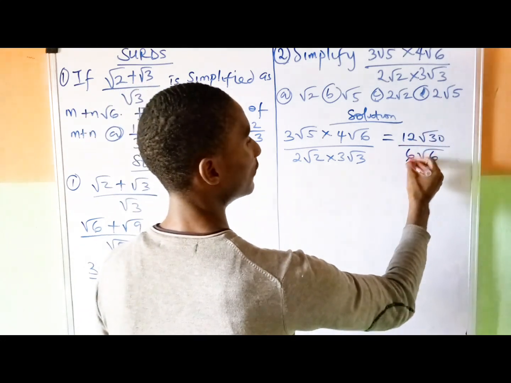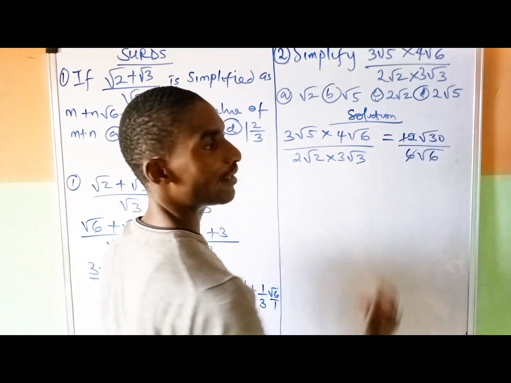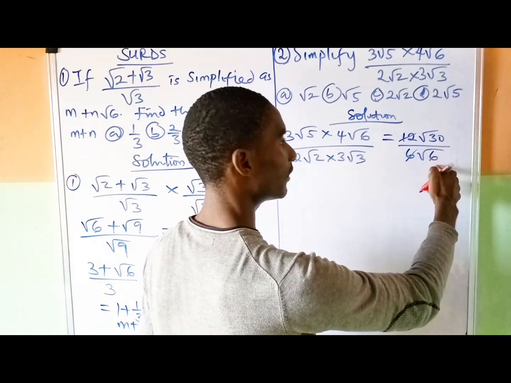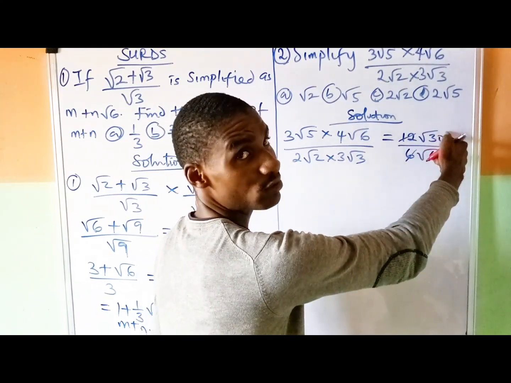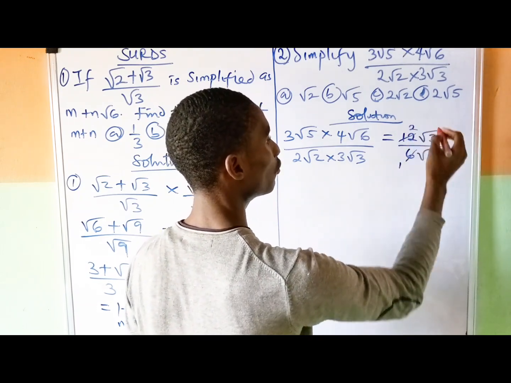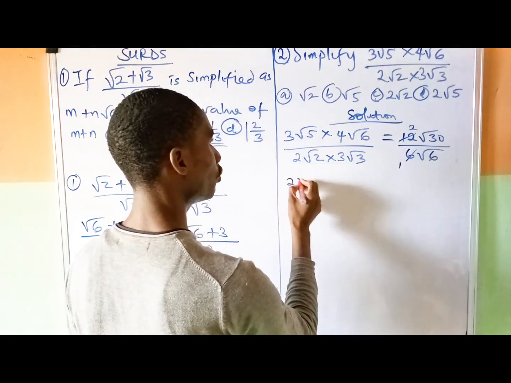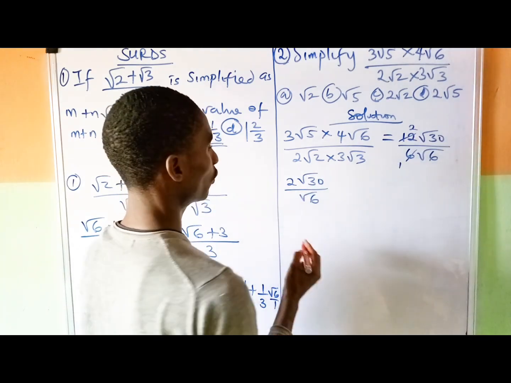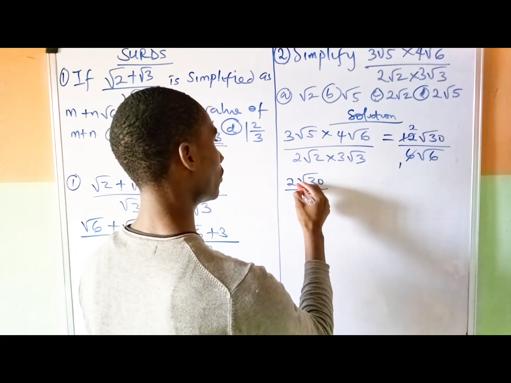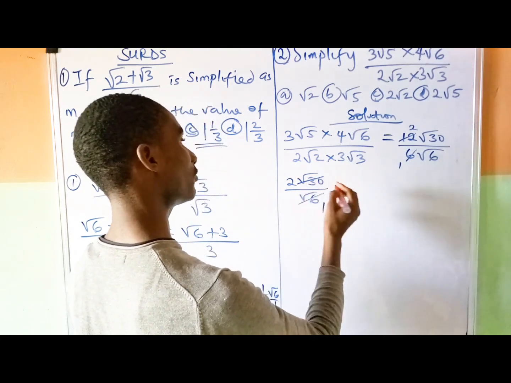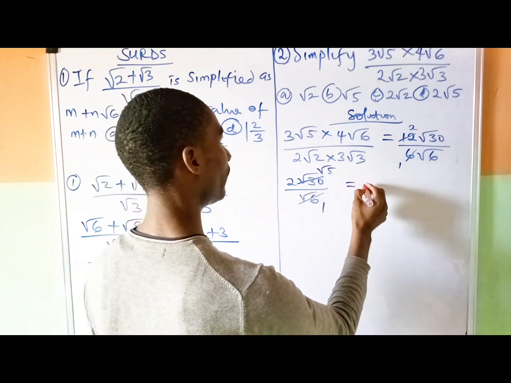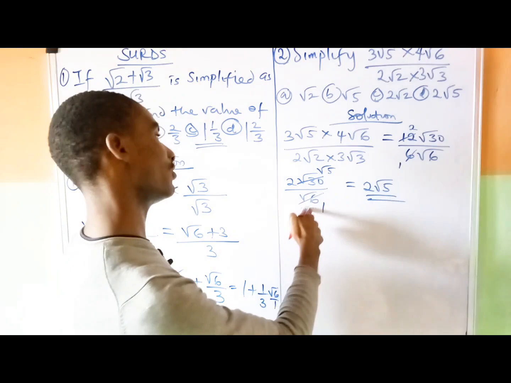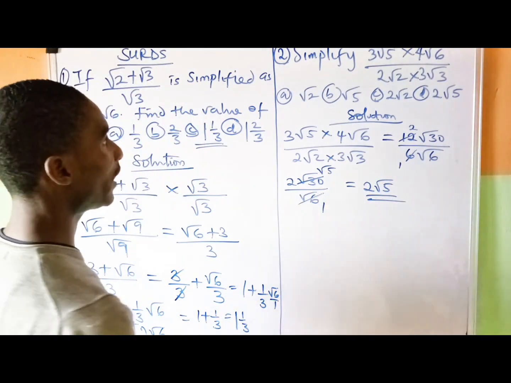Alright, so from here, 6 can divide 12. Both do not have square roots, so they can divide each other. But 6 cannot divide root 30, and root 6 cannot divide 12. But root 6 can divide root 30. So 6 here 1, 6 here 2. I have 2 root 30 divided by root 6. Root 6 can divide root 30: root 6 here 1, and root 30 divided by root 6 gives me root 5. So my final answer will be 2 root 5. Why is it root 5? Because root 5 times root 6 gives me root 30. So the answer is 2 root 5.